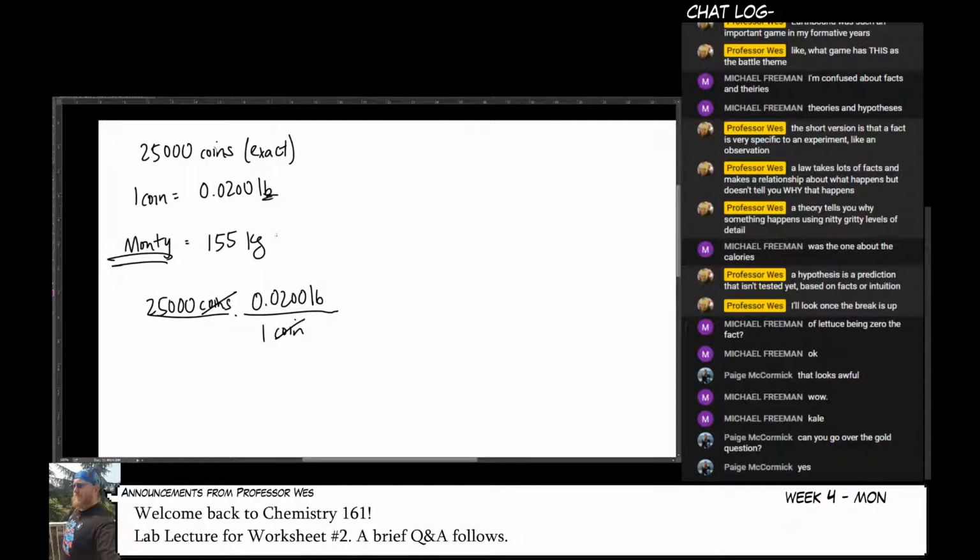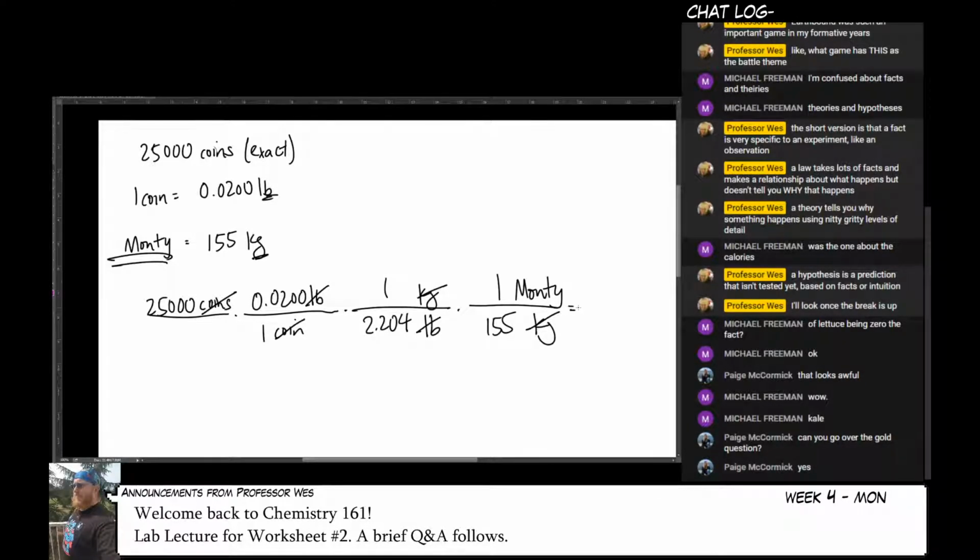And then I have pounds and kilograms here, so I'm going to need to turn this into kilograms. And let's see here. 1 kilogram is this many pounds. And then once I know how many kilograms I have, I can figure out how many Monties that is. So 1 Monty is 155 kilograms.